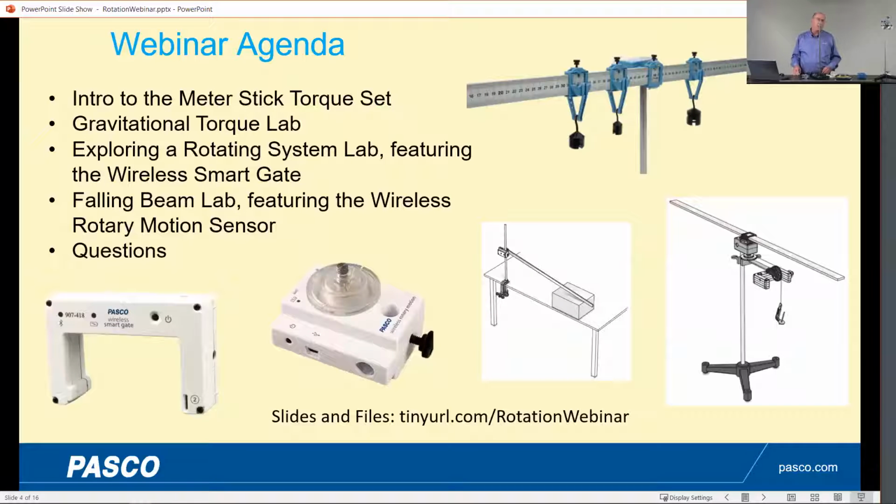So our agenda today, I'm going to talk a little bit about the meter stick torque sets, and then we'll be looking at 3 different labs, and we'll also bring in some other Pasco equipment, some sensors, the wireless smart gate and the wireless rotary motion sensor. But you'll also see a lot you can do with just the meter stick torque set. And there's that URL to the slides and the files we're going to be talking about.